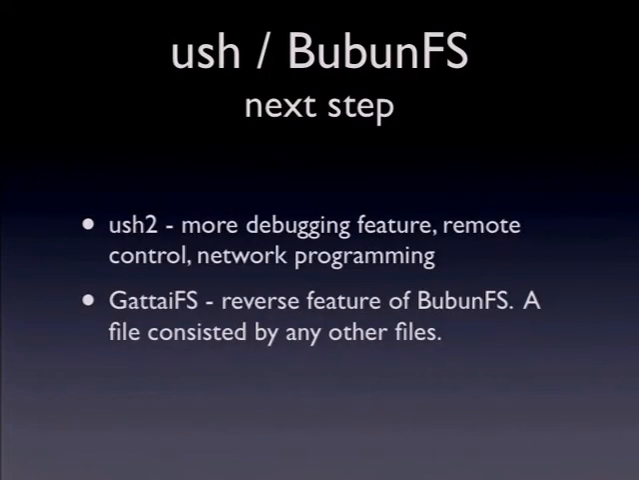Yeah, next step. They wanted more debugging features, remote control, and network programming. Bash has /dev/tcp. Do you know the Bash /dev/tcp? Like /dev/tcp, host, port, and so on. Yeah, that is the Bash extension, like including netcat feature in the shell. And Gattai file system, the reverse feature of the Bubun file system: a file constructed from any other files. Yes, like a view.